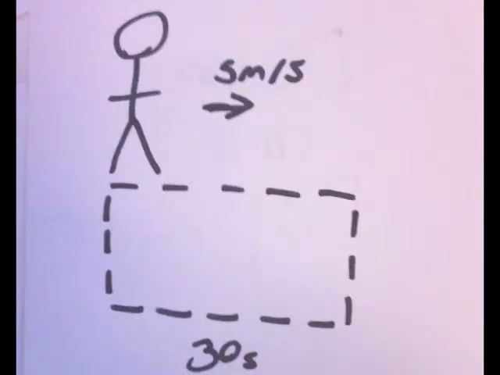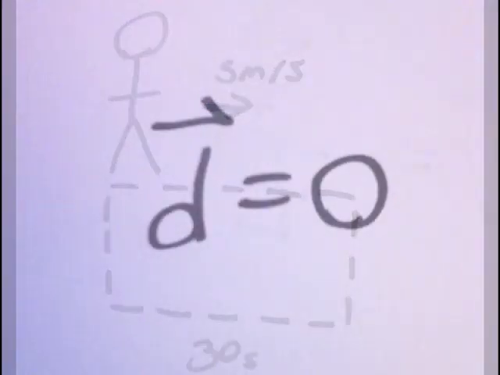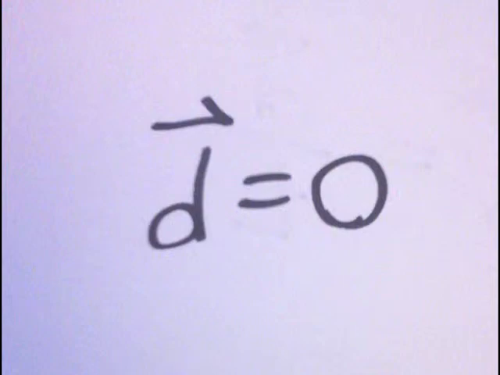However, if we look at displacement instead of distance, we end up with a very different result. When considering a vector, we need to find how far an object has traveled in a single direction with respect to the starting point. The person ends up exactly where they started. This means they were displaced a total of 0 meters.